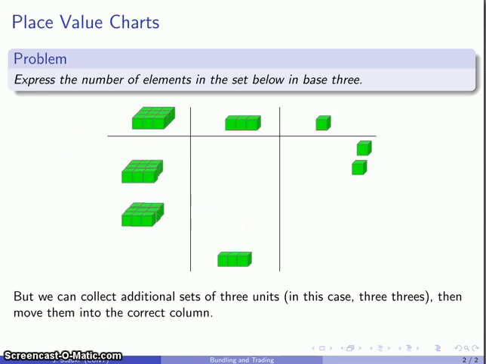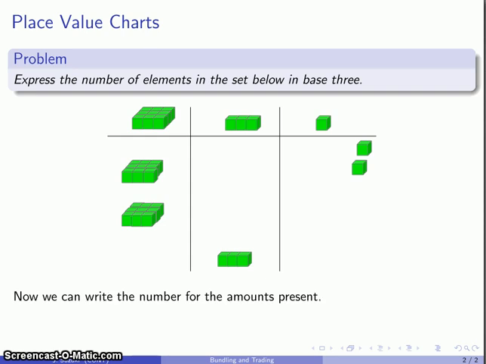Now the last step is going to be writing a number for the objects present. Now what we have is a concrete representation of the original set. It's concrete because our original set consisted of a whole bunch of these, and we still have all those little cubes. The only difference is that some of them are uncollected, some of them are collected into sets of 3, and some of those 3s are further collected into sets of 3s. So it's still a concrete representation because the cubes are still present.